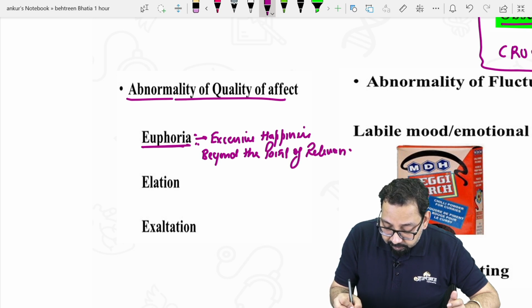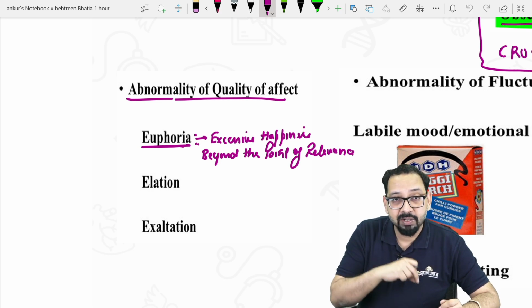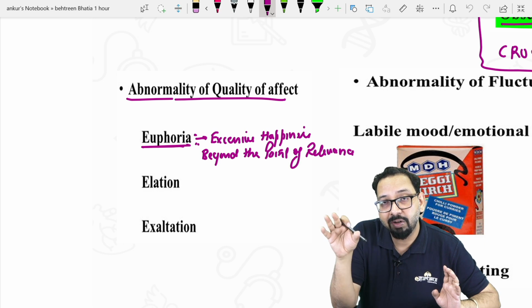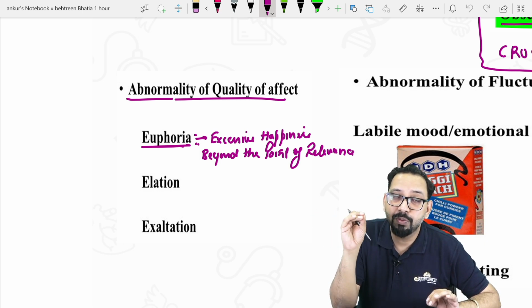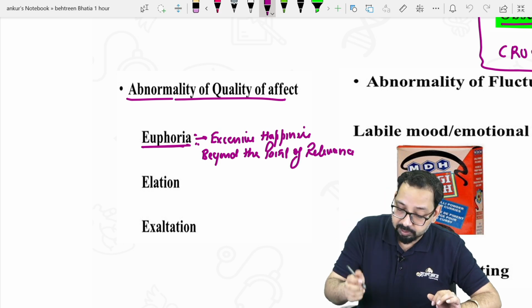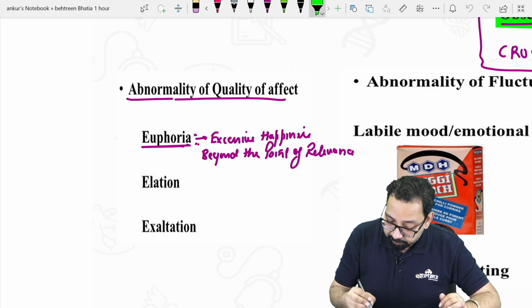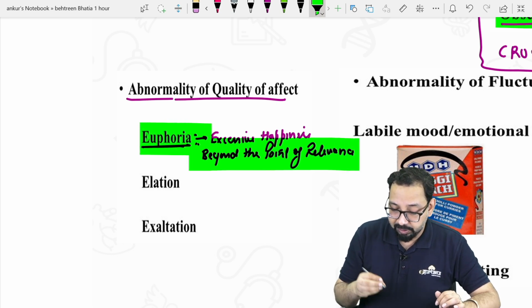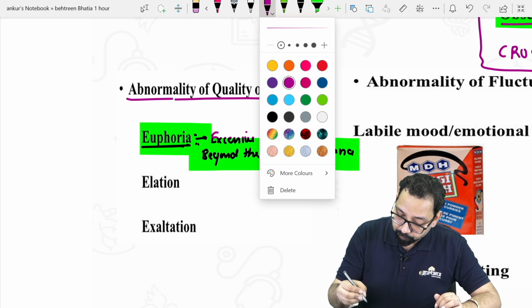Beyond the point of relevance means, if your friend gives 500 rupees to one beggar, it is relevant. If he is distributing 500 rupees to each and every beggar, then it goes beyond the point of relevance. Once it is relevant but beyond the point, then it is euphoria. You will say your friend is in euphoria.